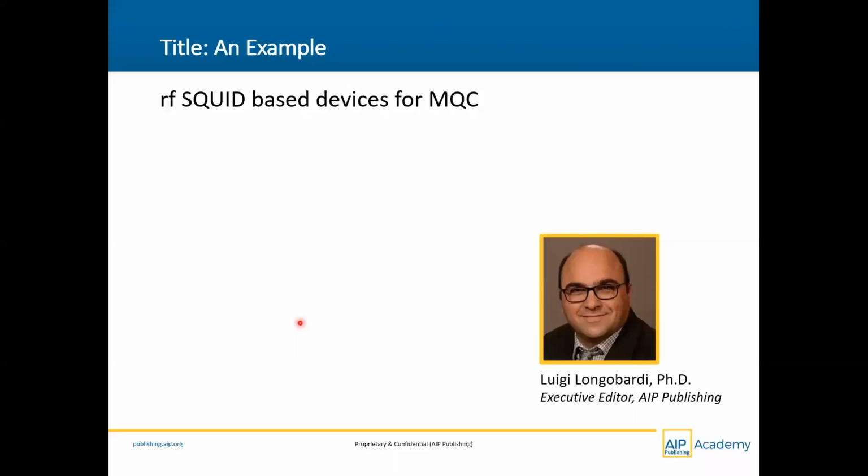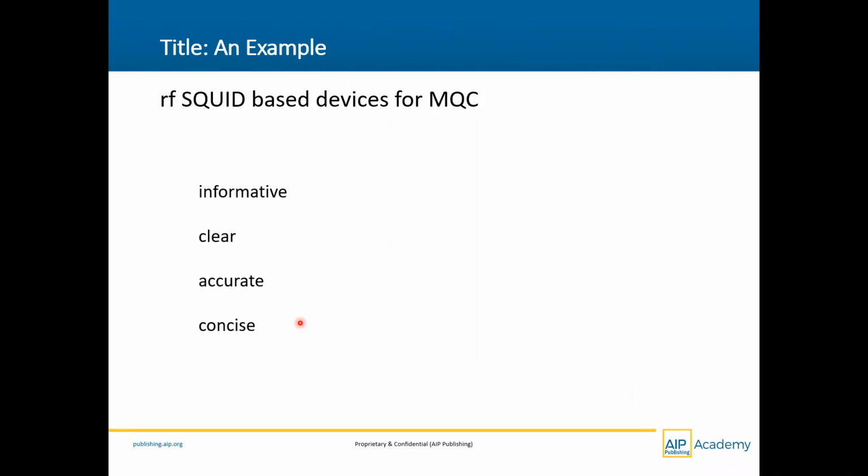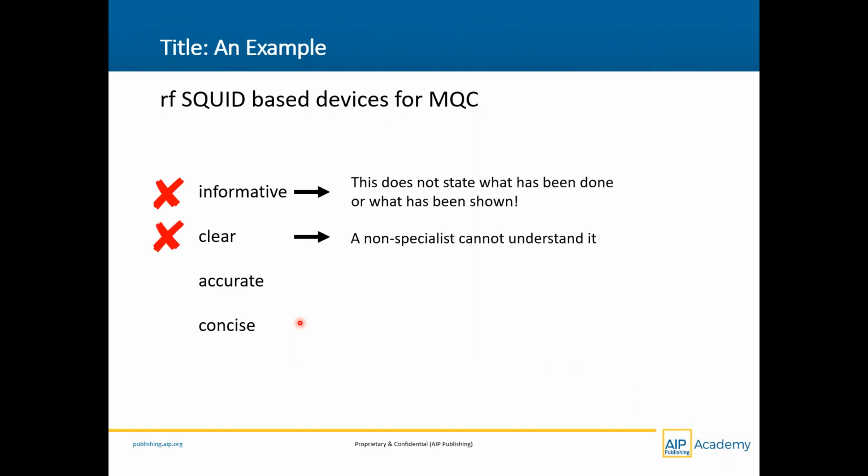So this is a real life title example from my boss, Luigi Longobardi, who's the executive editor at AIP Publishing. This was the title of one of his first scientific papers that he ever published: RF Squid-Based Devices for MQC. Remembering that we want a title to be informative, clear, accurate, and concise, we can see that this title is not informative. It did not state what has been done or what has been shown. It isn't clear. A non-specialist cannot understand it. It's not accurate. There's not enough detail to be understood by a specialist. It is, however, very concise.